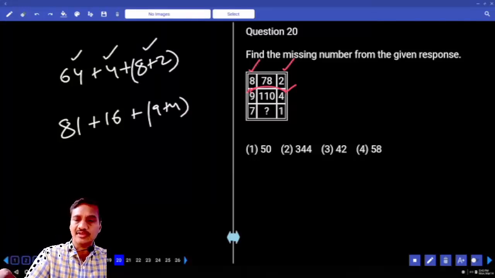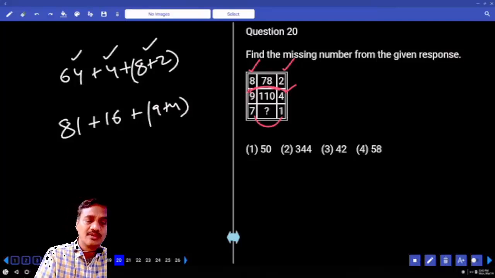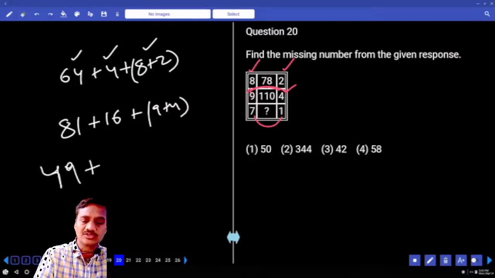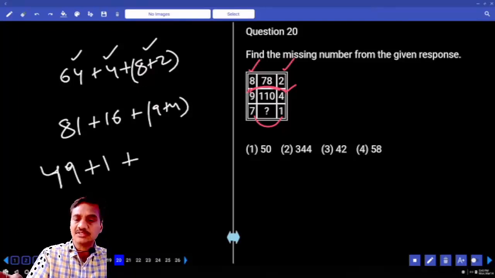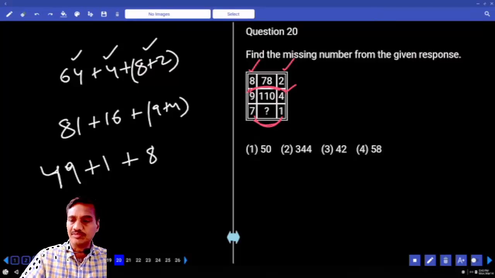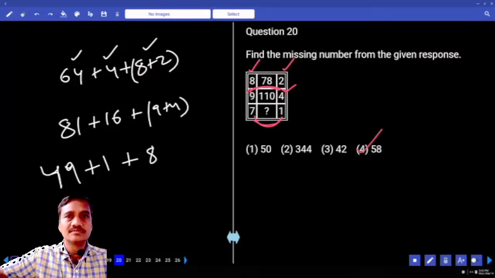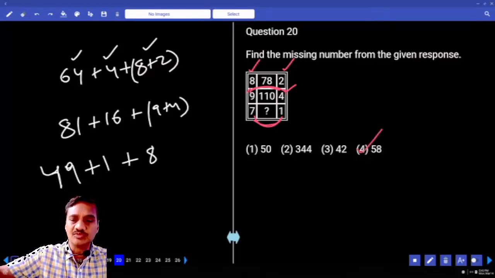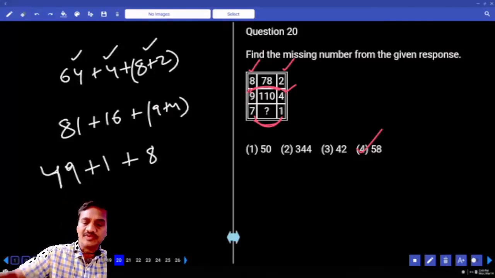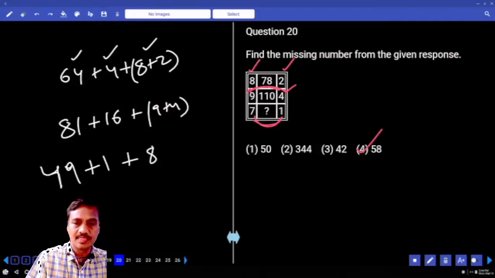And in the same way 9 square plus 4 square plus 9 plus 4. And 7 square plus 1 square. What is 7 square? 7 square is 49 and 1 square is 1, plus 7 plus 1. 7 plus 1 is 8 and 50 plus 8, 58 is the answer. Sum of the squares of these two plus sum of these two. 58, choice for question number 20.